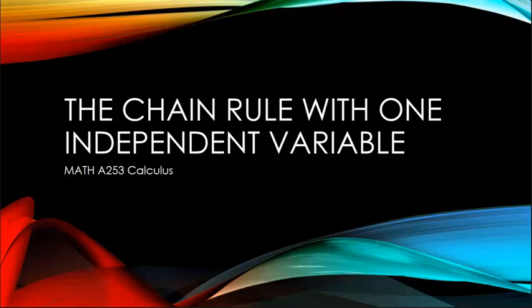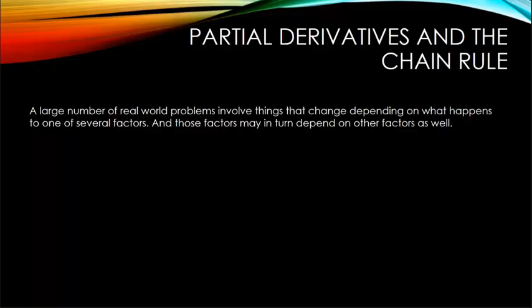Partial differentiation can be very straightforward, but sometimes I will have compound functions and need to use the chain rule. Let's look at using the chain rule when I have one independent variable. There's a large number of real-world problems we might want to solve that will involve things that change depending on what happens to one or more of several factors.